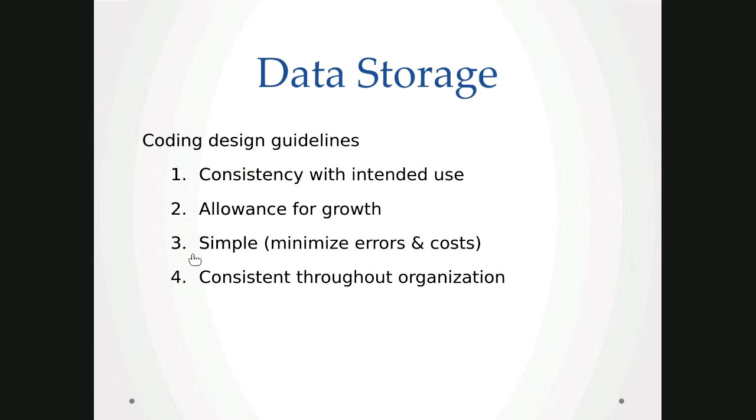Number three, it should be simple. We need to keep it simple to minimize errors and minimize cost. This is easy to use and train. We need to make sure that our coding is simple so that we can train new employees or new individuals joining the organization, and people using it don't make mistakes. If it is complicated, then more mistakes might happen.